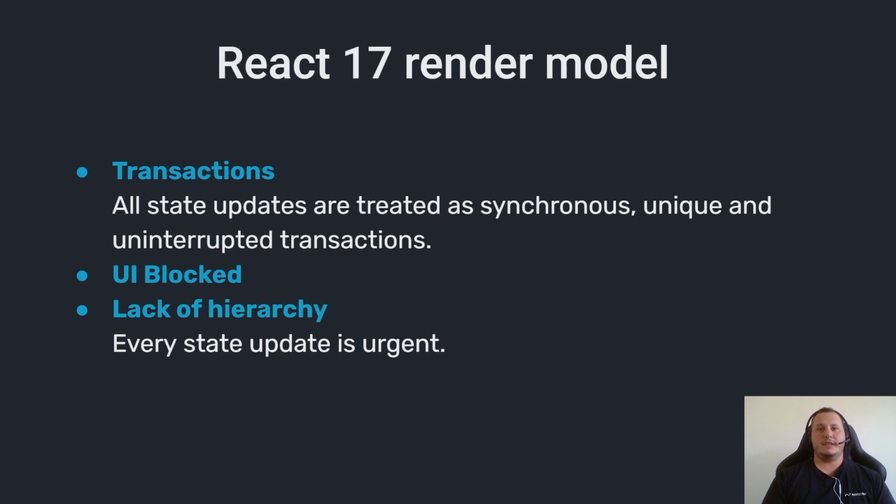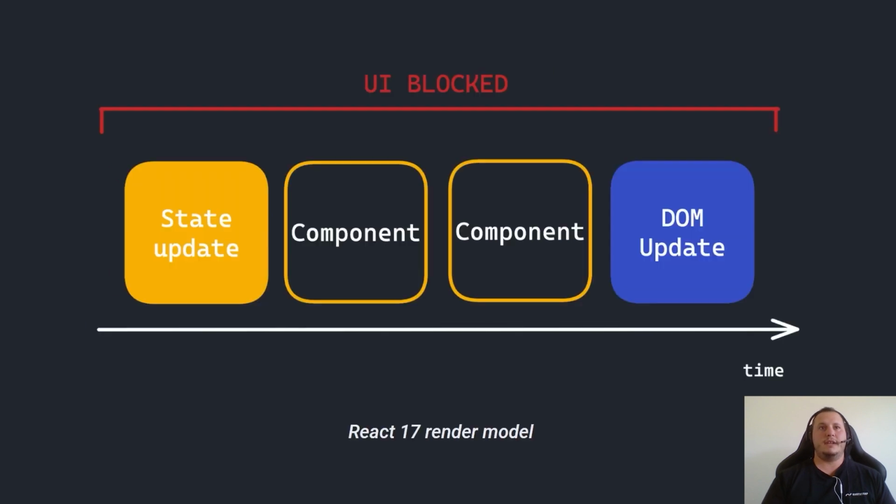In React 17, it has three main characteristics. All state updates will be treated as synchronous, unique, and uninterrupted transitions. Once the render process starts, there's no way to interrupt it. It's a one pass execution function. In that period of time, the UI will be blocked, which means we will have a lack of hierarchy. Every state update will be considered urgent. There's no way to distinguish between urgent and non-urgent state updates.